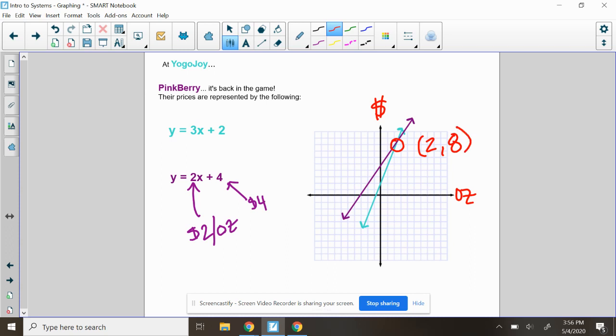Now with graphing these, interpretation is key. So let's add our labels. This means that 2 ounces is going to cost $8. That tells me that at both Pinkberry and Yogo Joy, if I buy 2 ounces of frozen yogurt, I'm going to spend $8 at both stores.